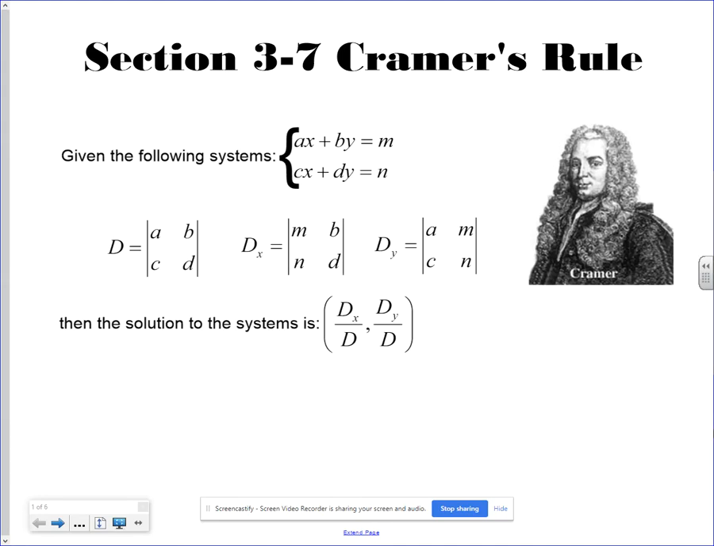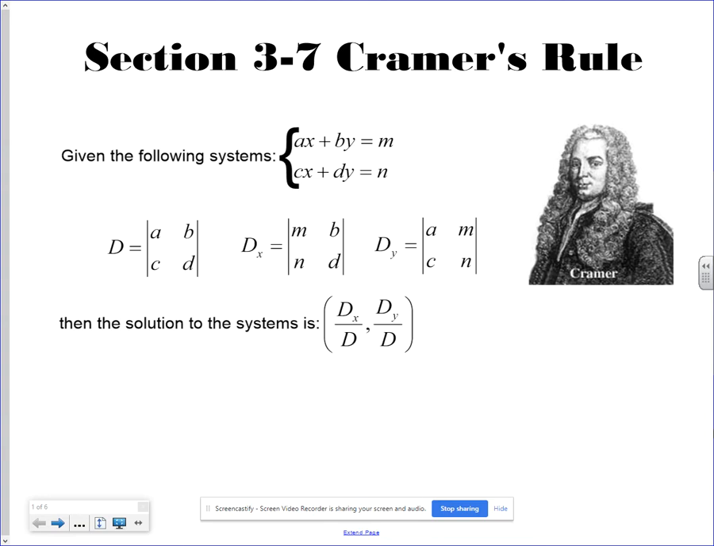So today we're going to learn our final way to solve a system of equations. You should be able to solve a system of equations by graphing, substitution, elimination, and using multiplicative inverses of matrices. Our fifth way is going to involve matrices as well, but it's going to involve determinants. This is called Cramer's rule.